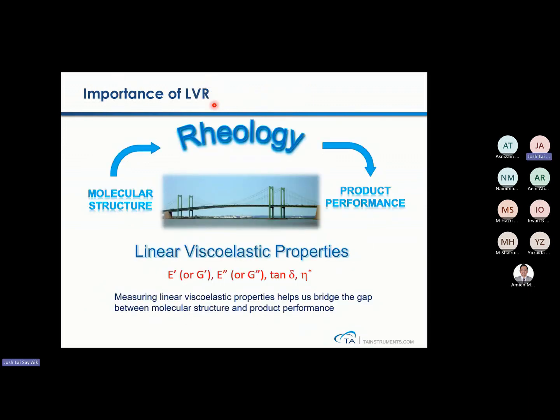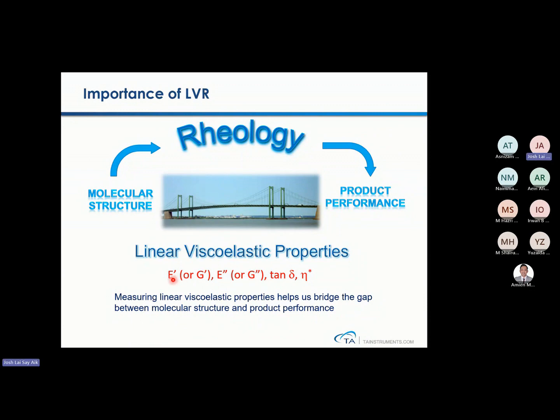So the importance of LVR: the molecular structure is going to be a bridge. When we probe the molecular mobility, we can bridge the molecular-level properties to the product performance. In rheometers, I'm talking about a rotational rheometer, we always have G prime and G double prime. G stands for shearing.